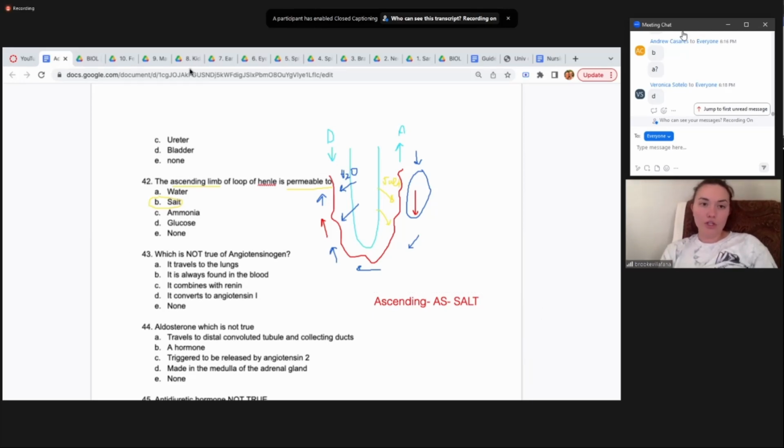Okay, 43. Which of these is not true of angiotensinogen? So up here we did our loop of Henle. Now we're moving on to the renin-angiotensin-aldosterone system. So which of these is not true of angiotensinogen?